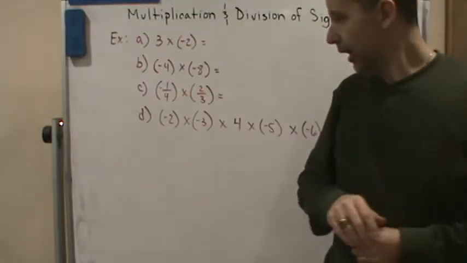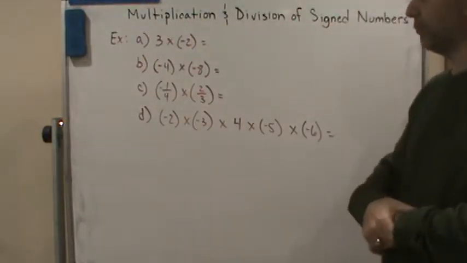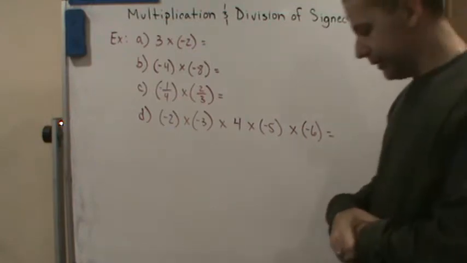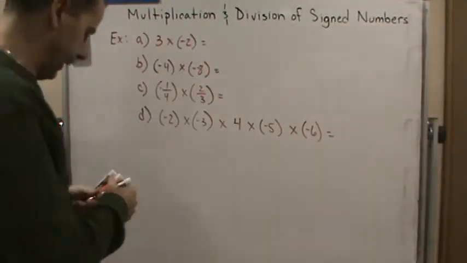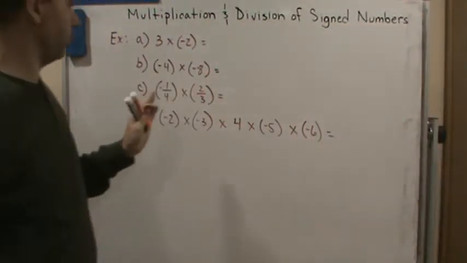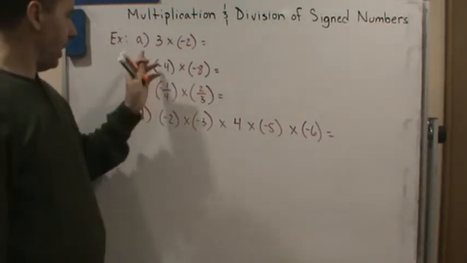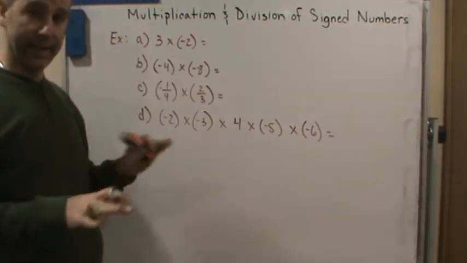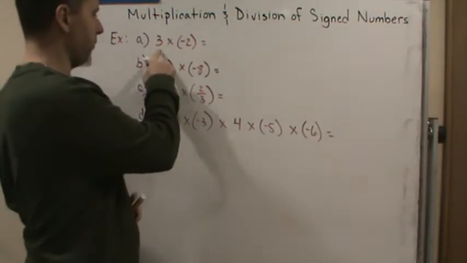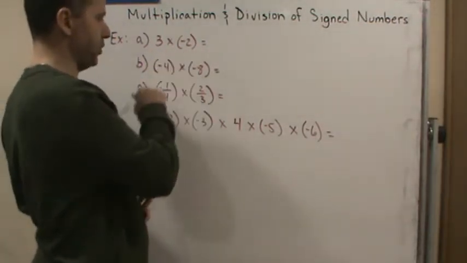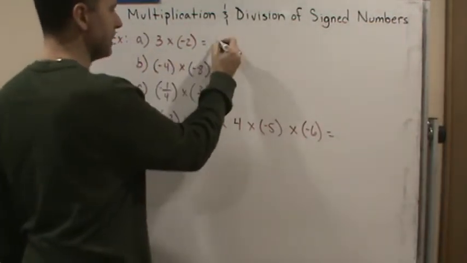Okay, so here's some examples that I want to do. So let's apply the rules and get the answer. So all I'm going to do is remember the two steps. I'm going to multiply the numbers in absolute value. So I'm just going to think of this as 3 times 2. So 3 times 2 is 6.